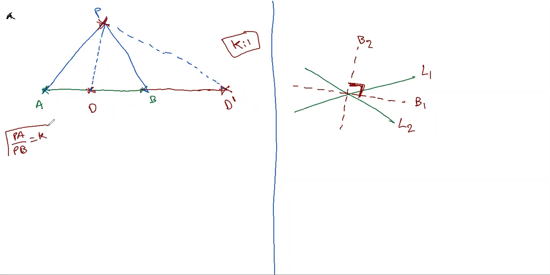ये था question, है ना? Now we are just changing the language of the question a little. Instead of saying PA by PB is equal to K, we can say that there are two fixed points D and D dash, which are subtending 90 degrees at a variable point P. We want to find the locus of the point P where two fixed points D and D dash are subtending 90 degrees. So what will the answer be?